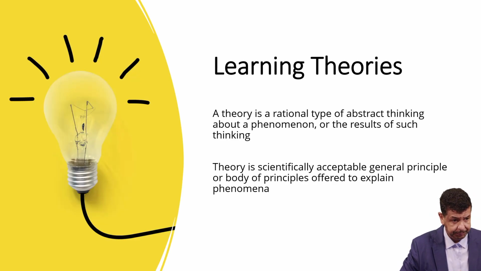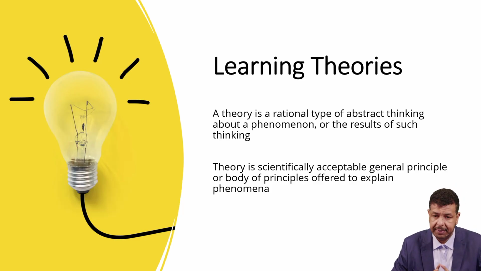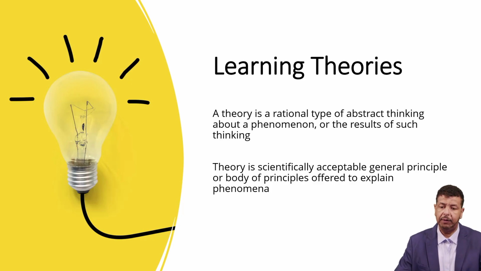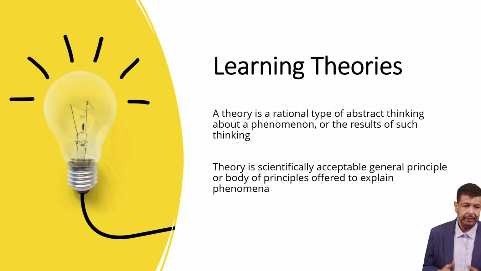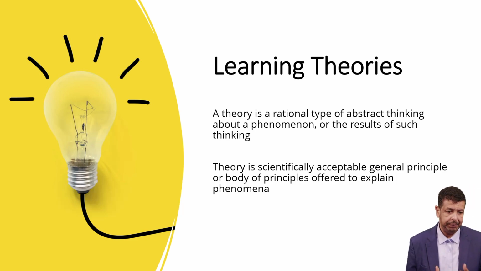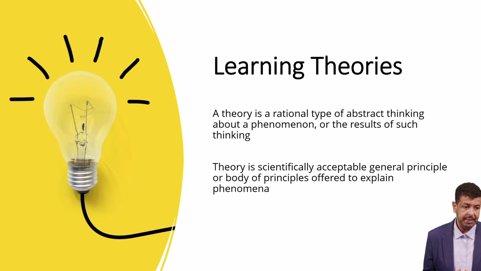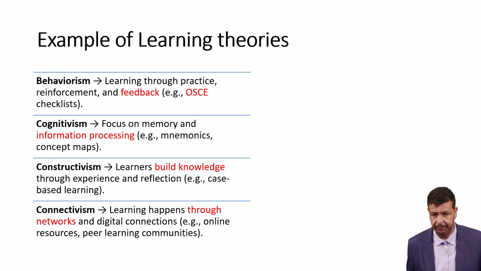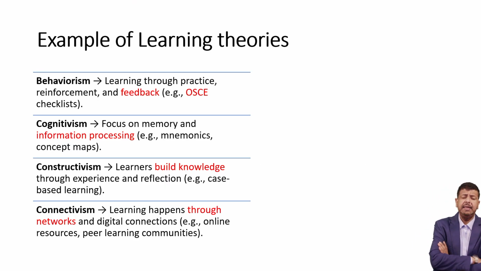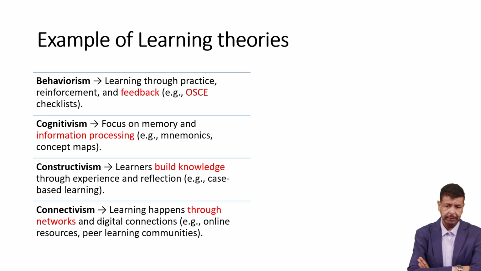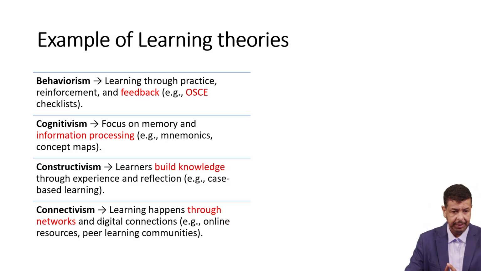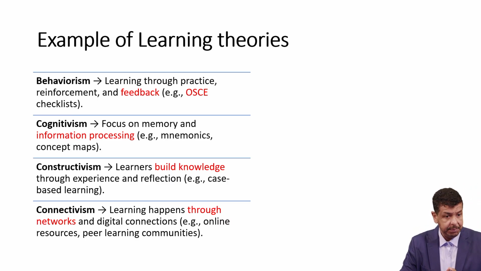What is a theory? A theory is a rational type of abstract thinking about a phenomenon, or the result of such thinking. And it is a scientifically acceptable general principle or body of principles offered to explain phenomena. There are several examples of learning theories. I will describe some of them to you. One of them is behaviorism. I tried in this video to make it very simple, not going into detail about the theories.